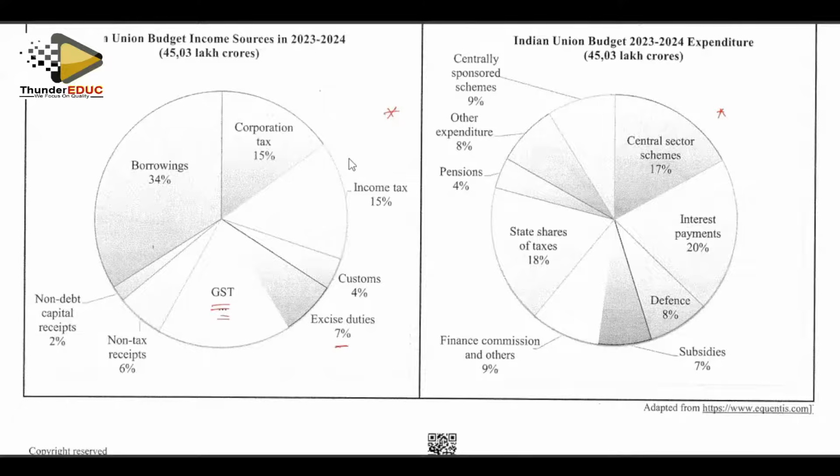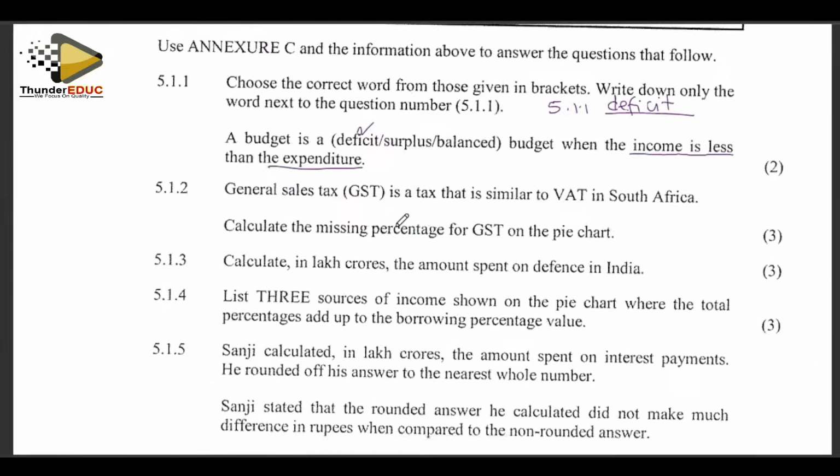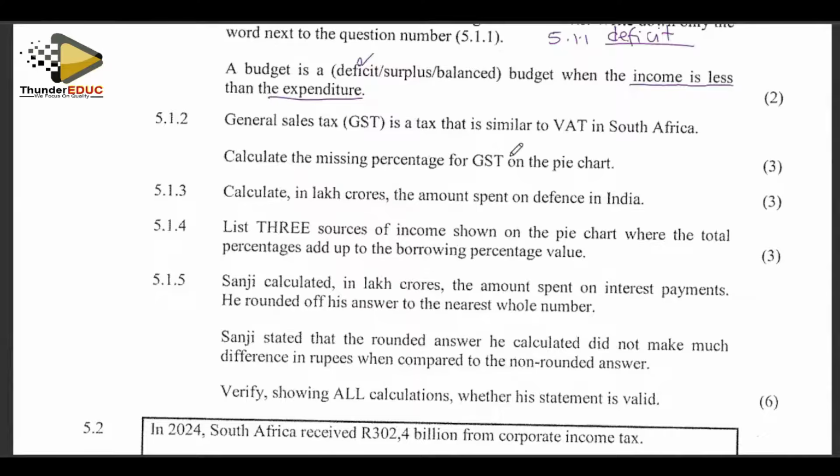Since this is missing, we are supposed to get 100 minus 34 minus 15 minus another 15 minus 4 minus 7 minus 6 minus 2. And the answer became 17%. 17% was the one which was missing. All right, we go back and see the question there. It talks of calculate the missing percentage. We've done that. We have seen it.